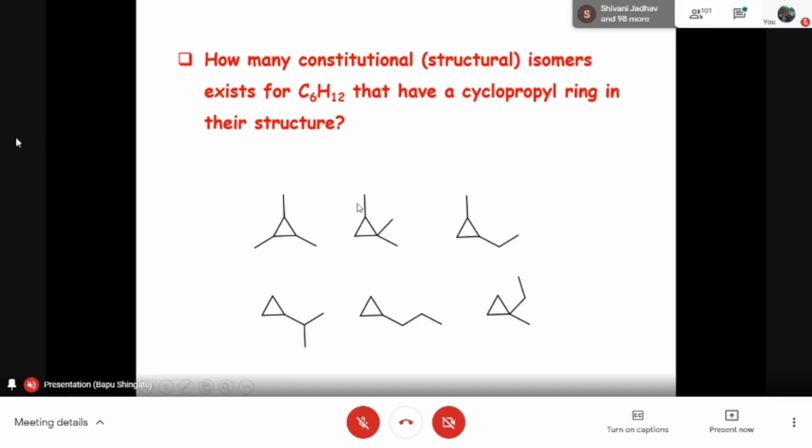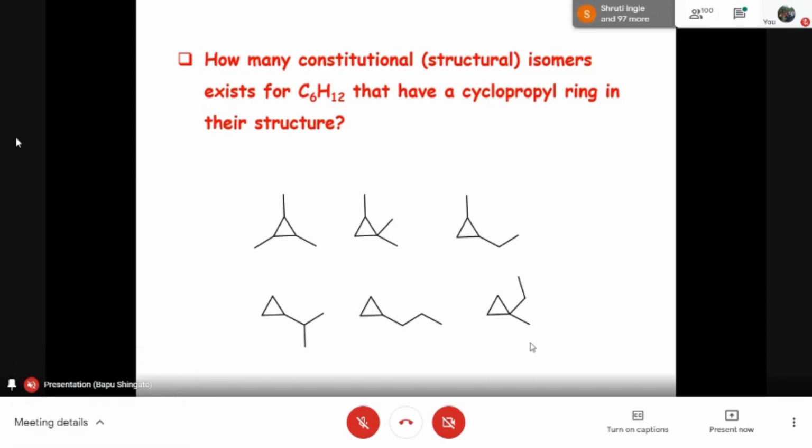Two methyl groups on the same carbon, one methyl group is here. Here a methyl group, here an ethyl group, here an isopropyl group with three carbons, here an N-propyl group, and here an ethyl group and a methyl group on the same carbon. That's why these six structures are possible for molecular formula C6H12 having a cyclopropane ring.